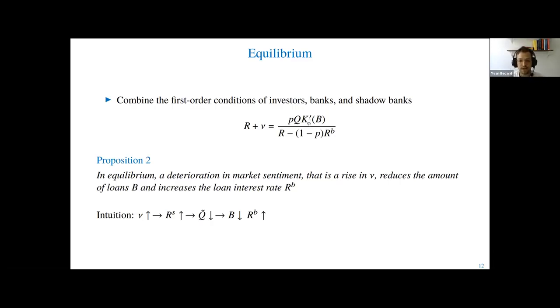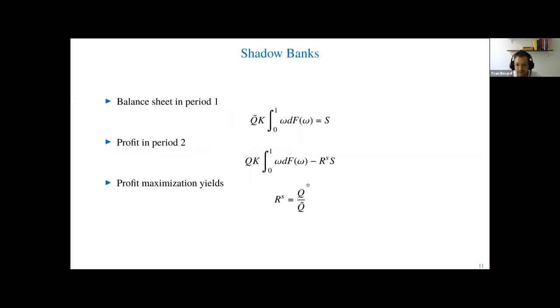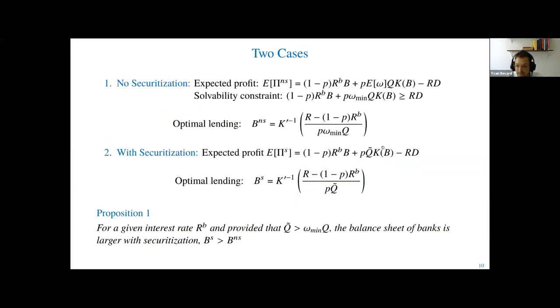An increase in the risk premium basically leads banks to the following. Remember, mu goes up here, so the interest rate on securities must go up. That means shadow banks must pay a higher return, so this price Q tilde must go down. Because they have to pay a high return, they need to buy the securities at a lower price. So the demand for securities goes down and the price goes down. Ultimately, this hits the profitability of the bank because the price Q tilde goes down.